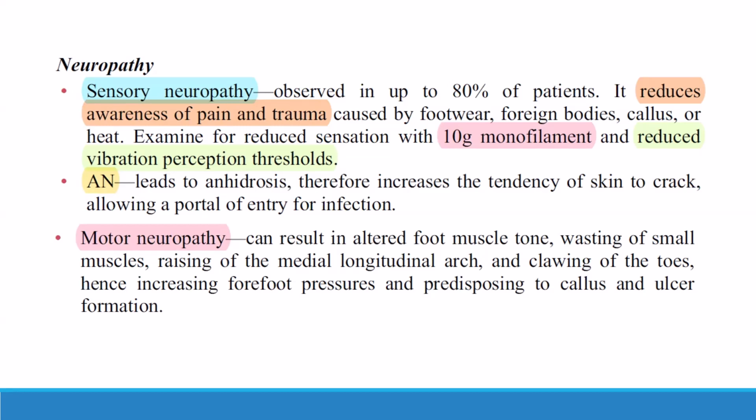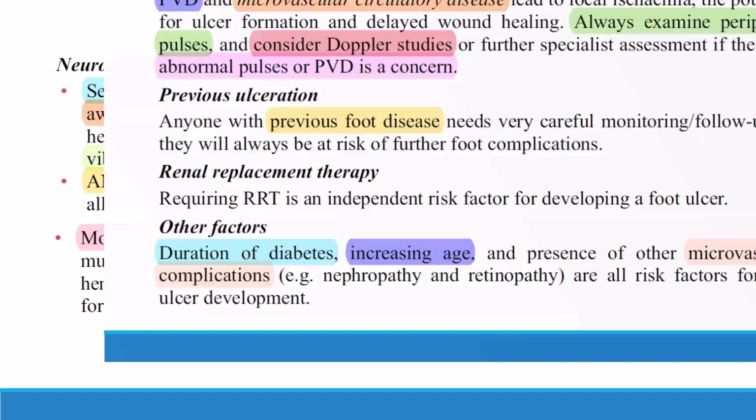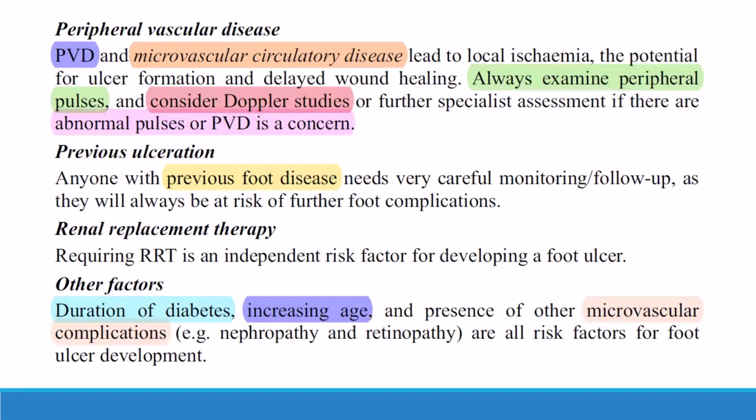If abnormal, we should search and do another maneuver. Motor neuropathy and autonomic neuropathy is another cause. Peripheral vascular disease is a very important factor for development of diabetic ulcer.